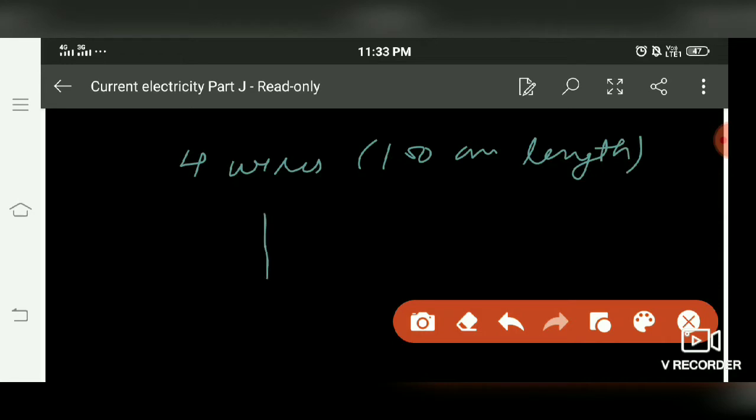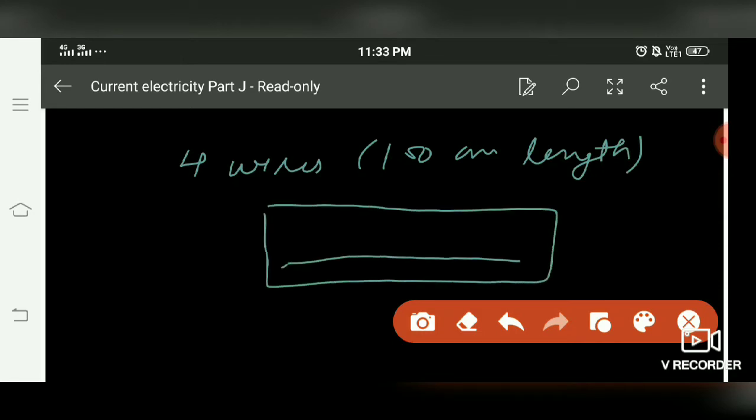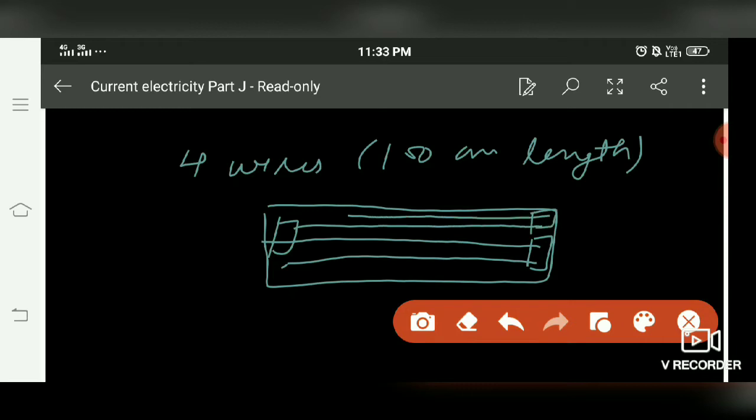These are connected like this on a wooden plank. The first wire goes like this, then there is a copper strip here. The second wire like this, then again a copper strip here. The third like this, and again a copper strip. The fourth wire like this, and from here we make a connection for the auxiliary circuit.